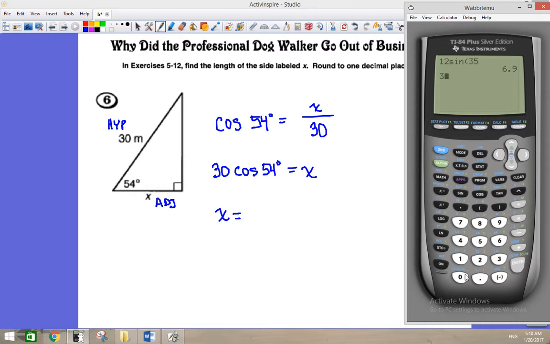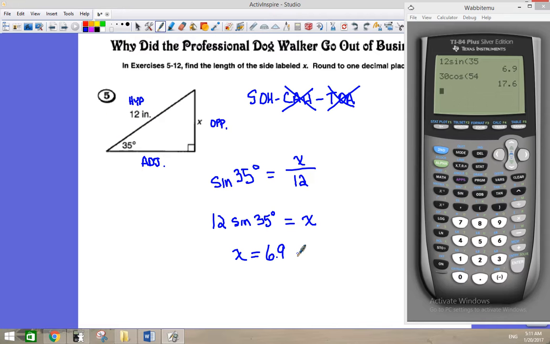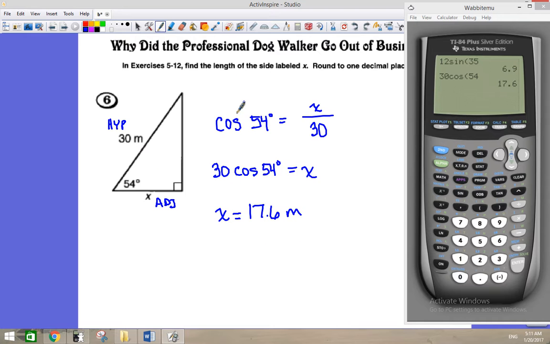And I have 30 times the cosine of 54, 17.6, at least to 1 decimal. Oh, and that has units of meters. Did the last one have units? It did. It had units of inches. So you should probably get in the habit of including your units.